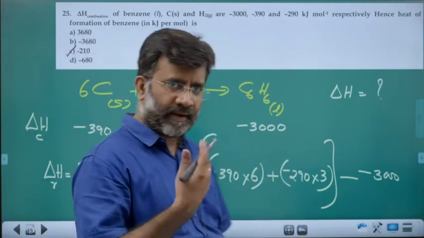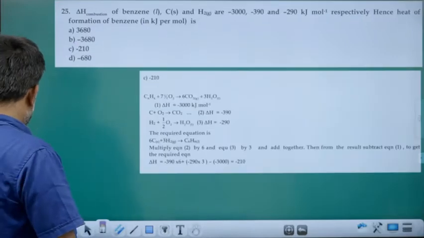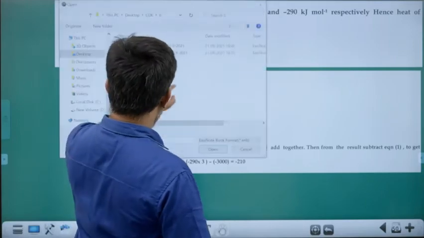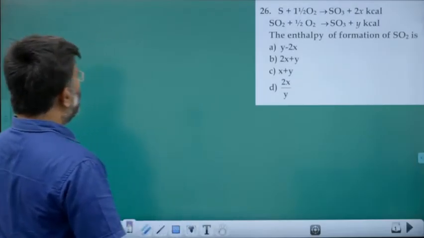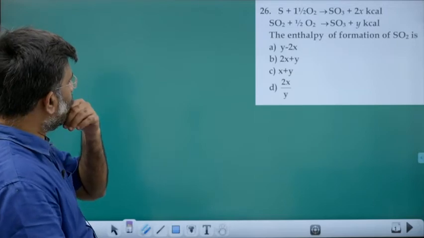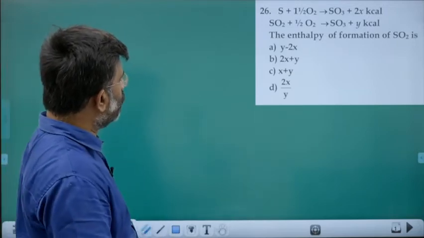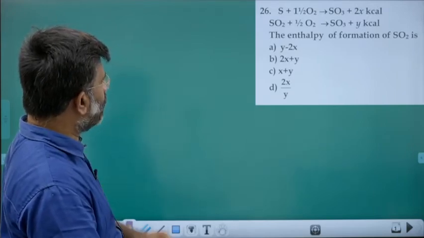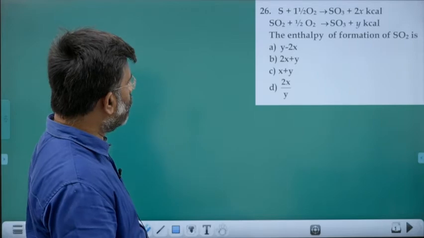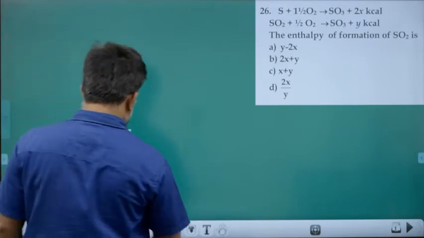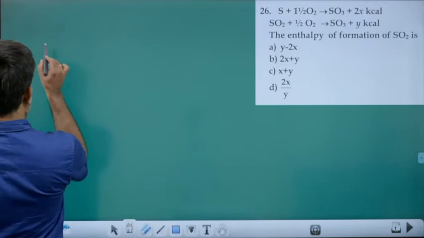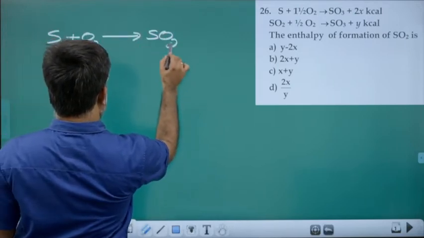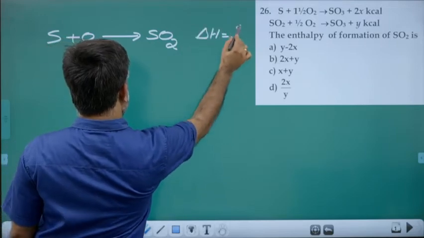Okay. Next question. Twenty-sixth question. Sulfur plus half O2 gives SO3 plus 2x. SO2 plus half O2 gives SO3 plus y kilocalorie. Enthalpy of formation of SO2. Enthalpy of formation of SO2 means S plus O2 giving SO2. This is what you need to find out.